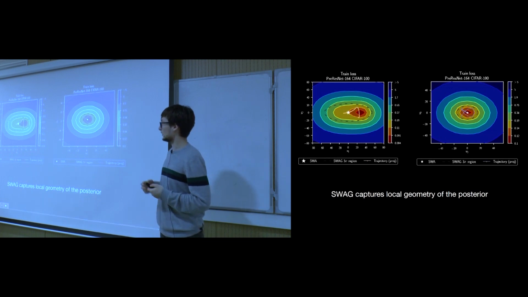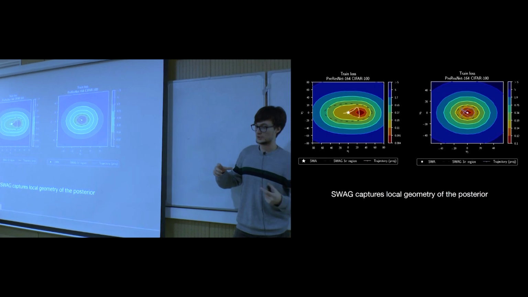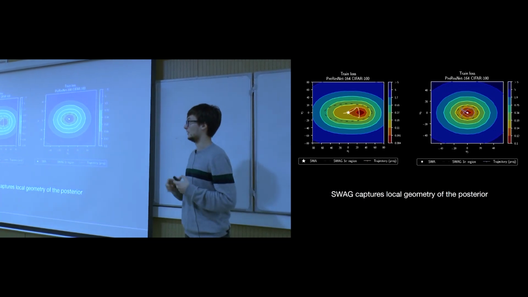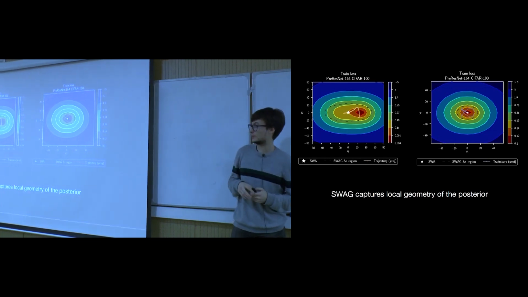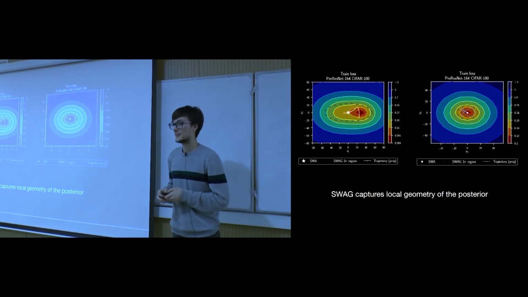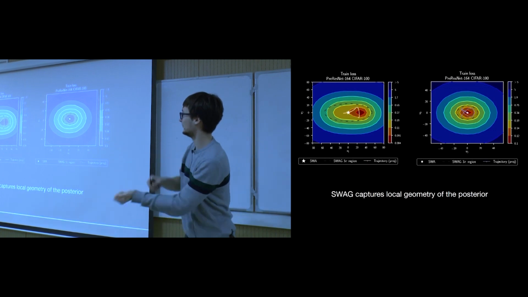And it turns out that if we visualize the loss surface, or the posterior density surface, in the corresponding subspace, the subspace that corresponds to the SGD trajectory, then SWAG captures the geometry of the posterior in the subspace. And can you comment on the shape of the trajectory in this subspace?